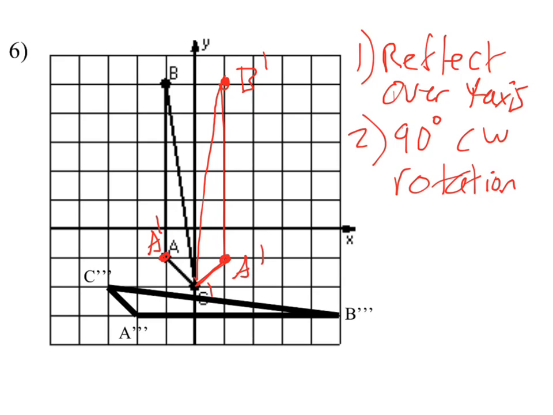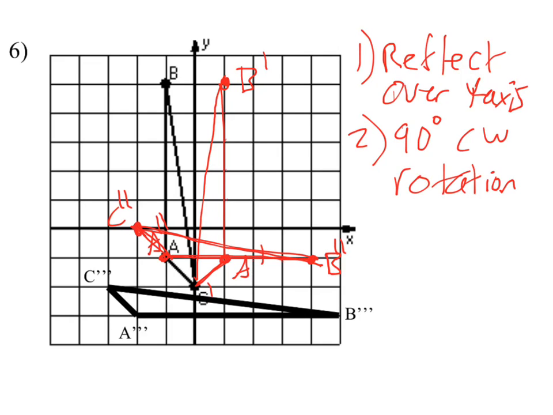My A is actually going to end up being in the same location as it was. There's my A double prime. C is going to be here. It's going to be my C double prime. And then B is going to be down here at 1. B is going to be right there. So there's my B double prime. Now I have this triangle right there.